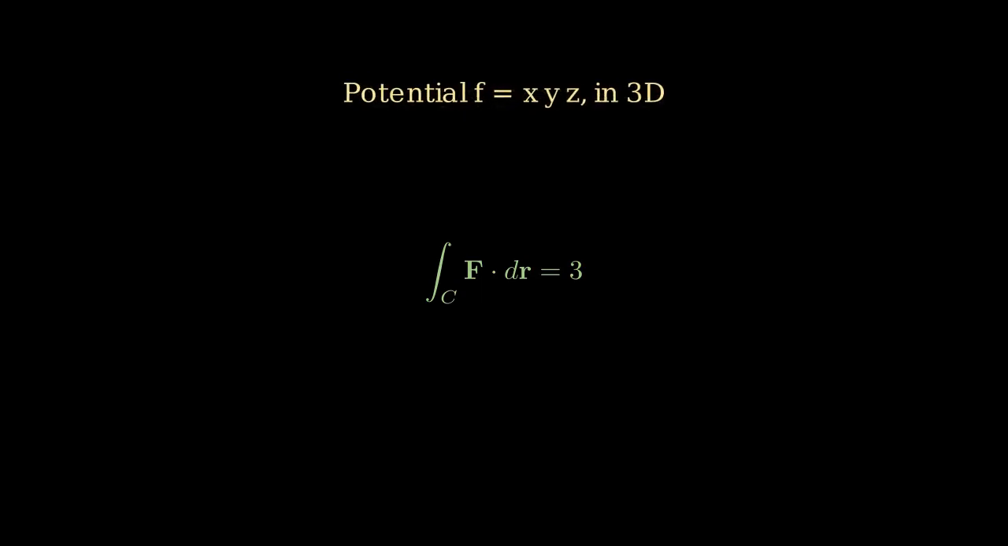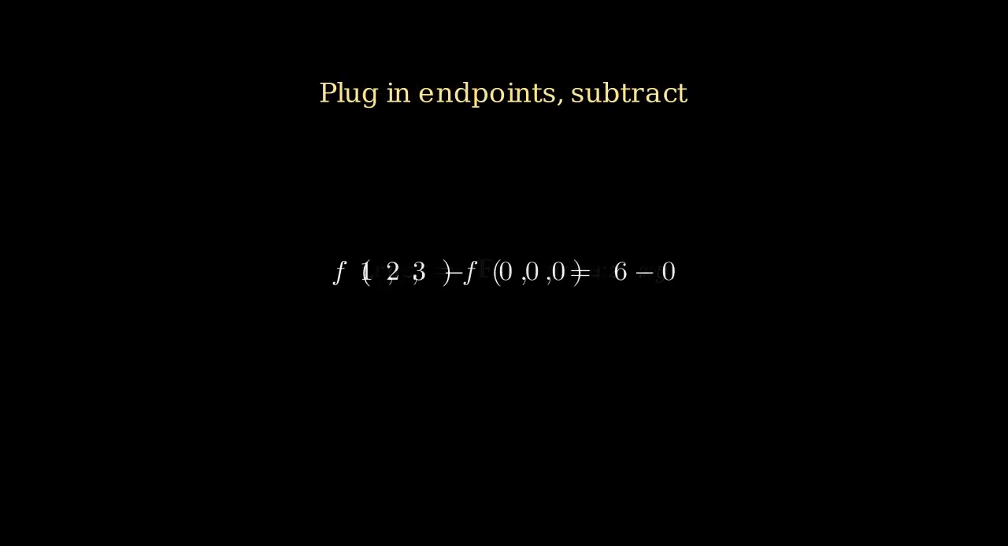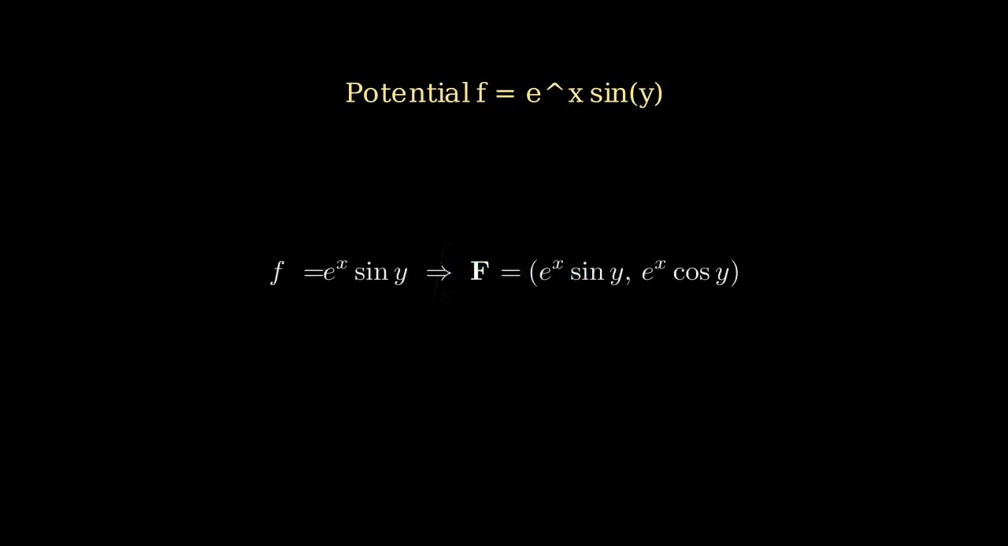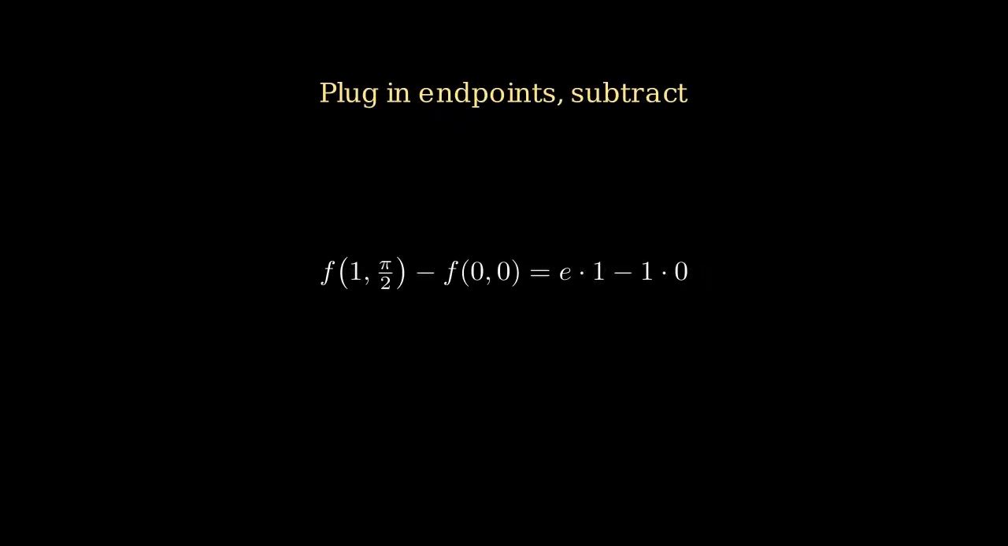Part D, the potential is f equals xyz, so the field is yz, xz, xy, from 0, 0, 0 to 1, 2, 3. Compute f at 1, 2, 3, minus f at 0, 0, 0, that's 6 minus 0. Answer 6. Part A, the potential is f equals e to the x sin y, so the field is e to the x sin y, e to the x cosine y, from 0, 0 to 1, pi over 2.